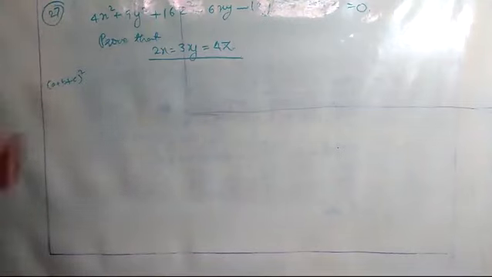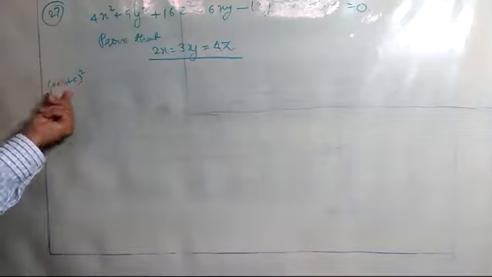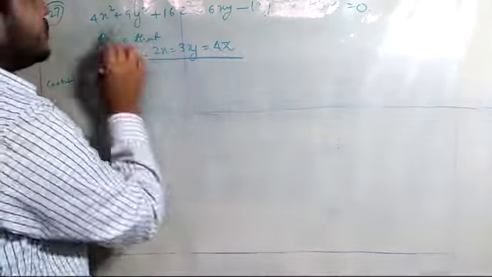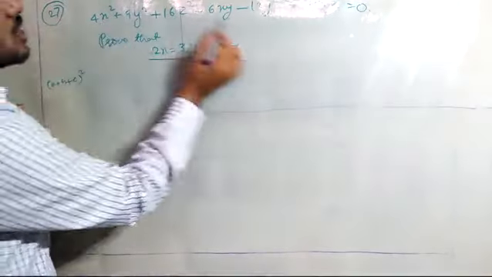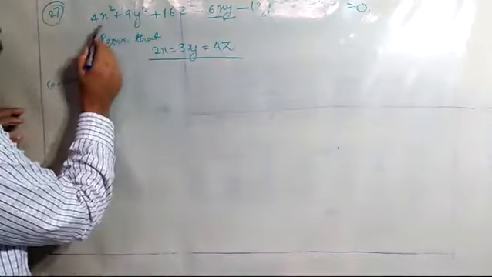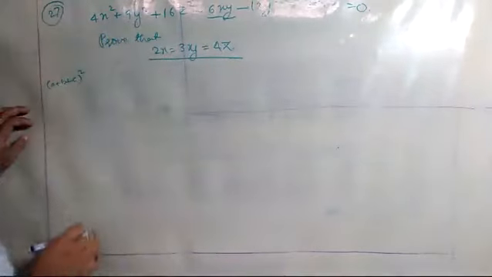(a + b + c) whole square will be a square plus b square plus c square plus 2ab, 2bc, 2ca, like this. Now if you want to convert this here, you will be stuck here. It is 6xy. It is already 3y whole square, 2x whole square. So somewhere you are stuck here.